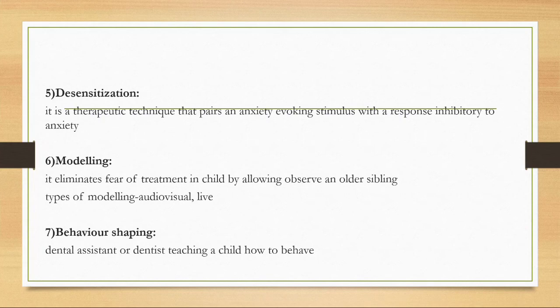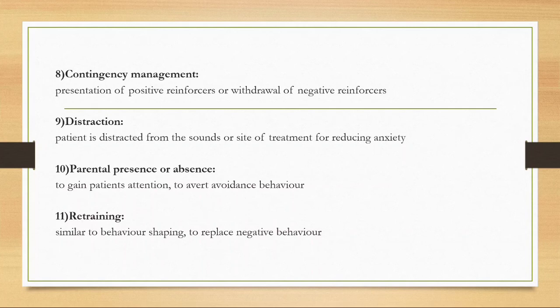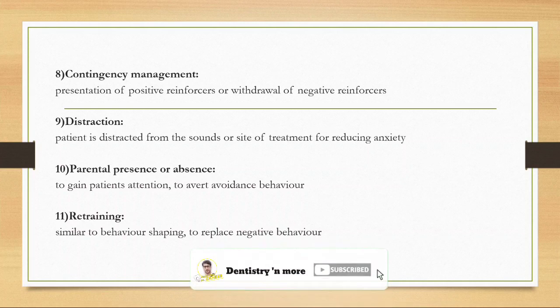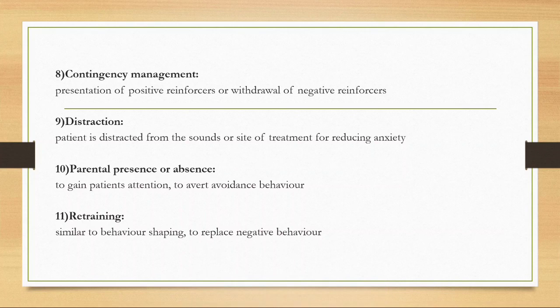So next one is modeling, which we are also dealing with in detail. Then behavior shaping, that is the dental assistant or dentist teaching the child to behave. Contingency management, it is like we have positive reinforcement, negative reinforcement, timeout or punishment, or it is a presentation of a positive reinforcer or withdrawal of a negative reinforcer. Okay, so a positive reinforcer is one which increases the frequency of desired behavior, because we are giving a present or a toy, which increases the chance of the patient becoming very cooperative.